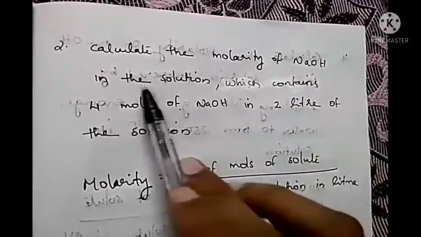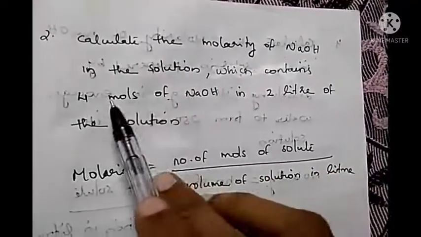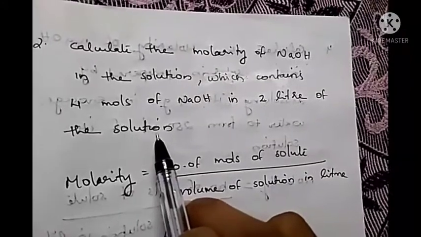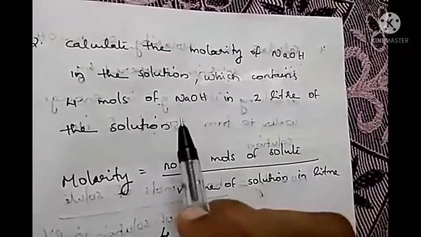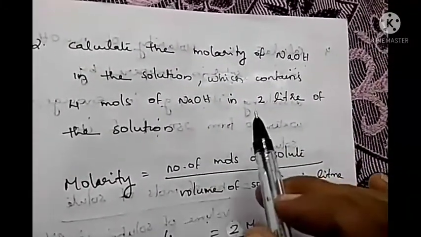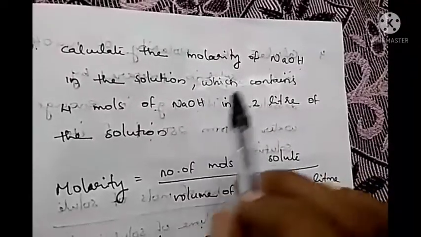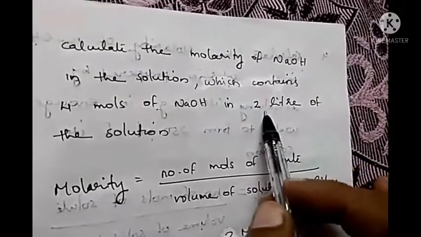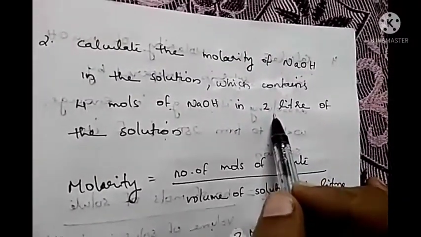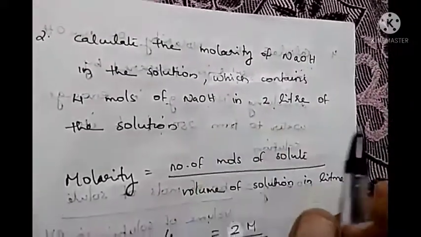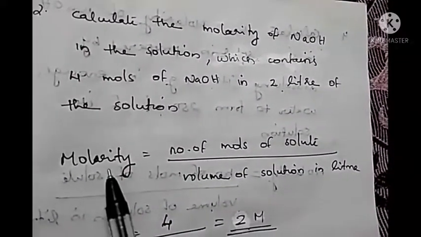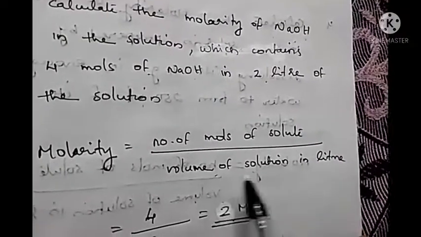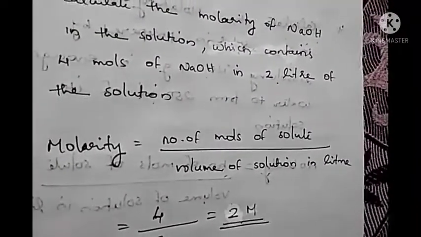Now the second question is to calculate the molarity of NaOH in a solution which contains 4 moles of NaOH in 2 liter of the solution. So which is the solute? NaOH is the solute, and the solvent is water. So we have 4 moles of solute in 2 liter of the solution, and we have to calculate the molarity. What is the formula to calculate molarity? Molarity is equal to number of moles of solute divided by volume of solution in liter.